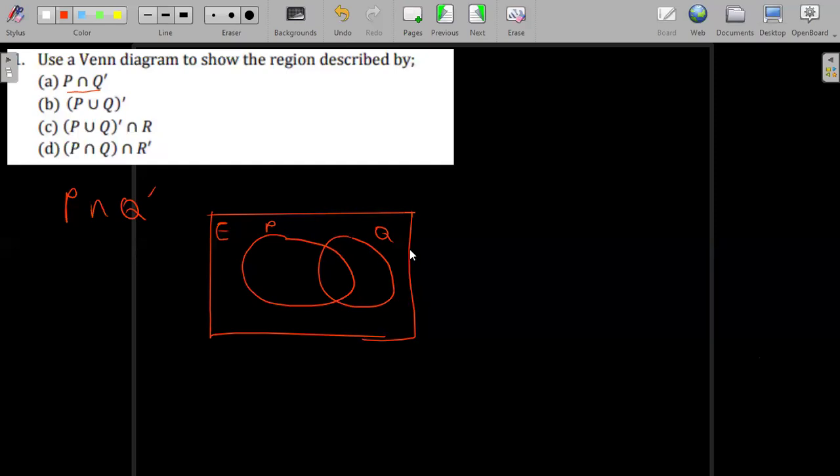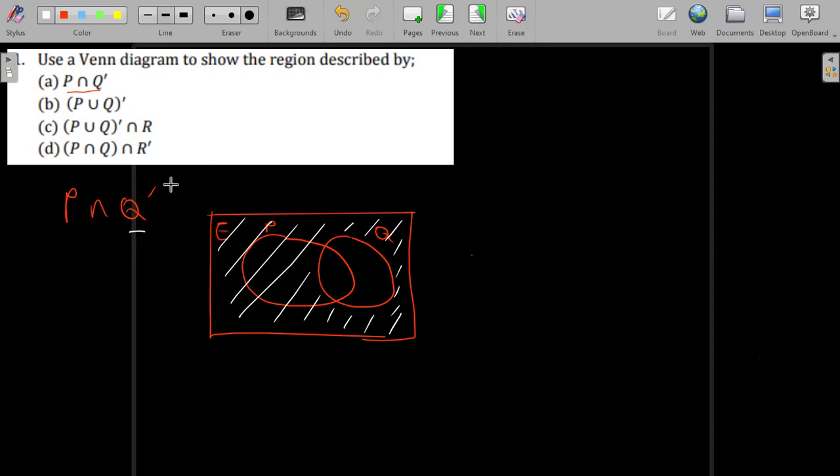So they're telling us Q complement, meaning we're not gonna shade anything that is in Q, but we will shade everything else that is in the universal set but not in Q. So that implies the outside, apart from the set Q. I'm not gonna shade the set Q because it's Q complement. So this shaded in white is what is Q complement.